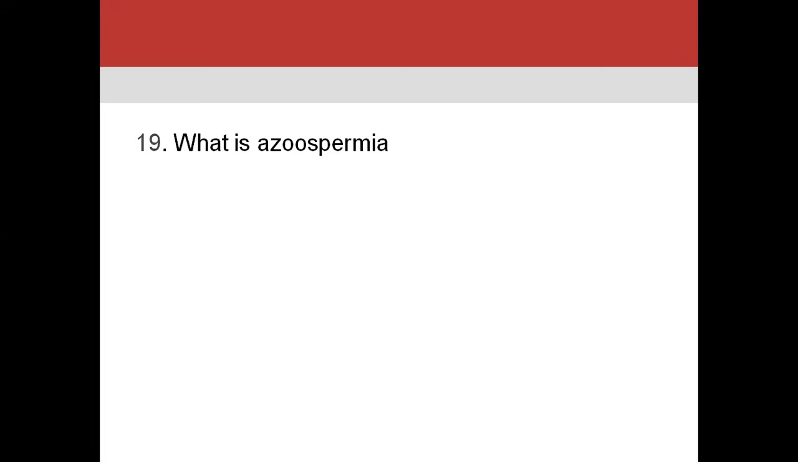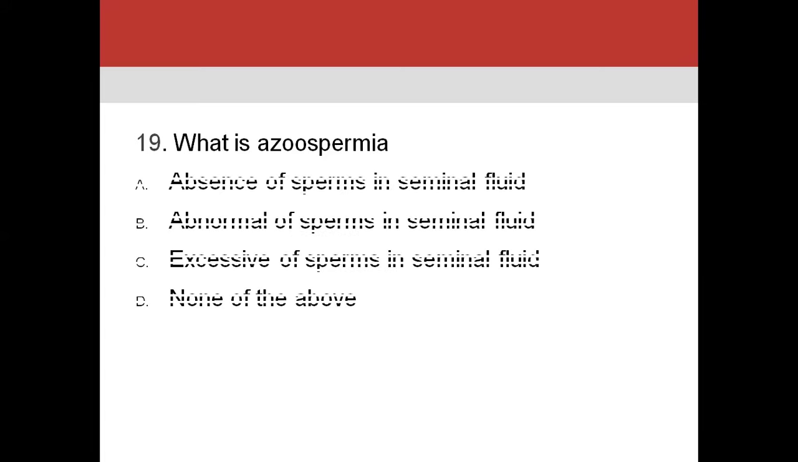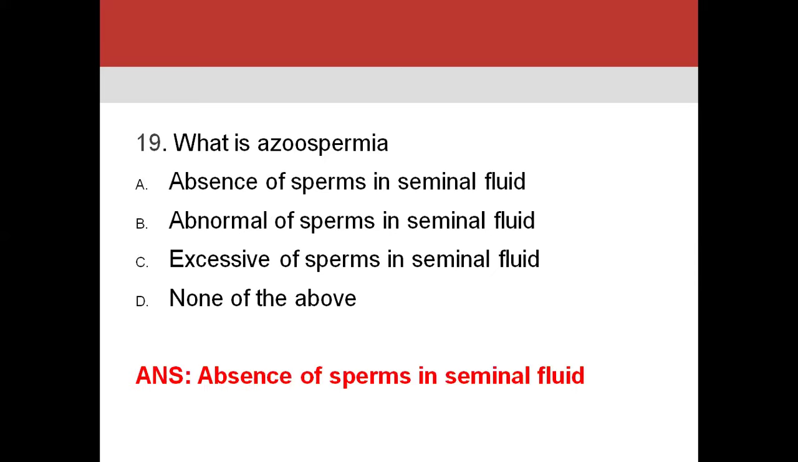Next question, what is azoospermia? Option A, absence of sperms in the seminal fluid. Option B, abnormal sperms in seminal fluid. Option C, excessive sperms in seminal fluid. Option D, none of the above. Here the right answer is absence of sperms in seminal fluid. Azoospermia means absence of sperms in seminal fluid.